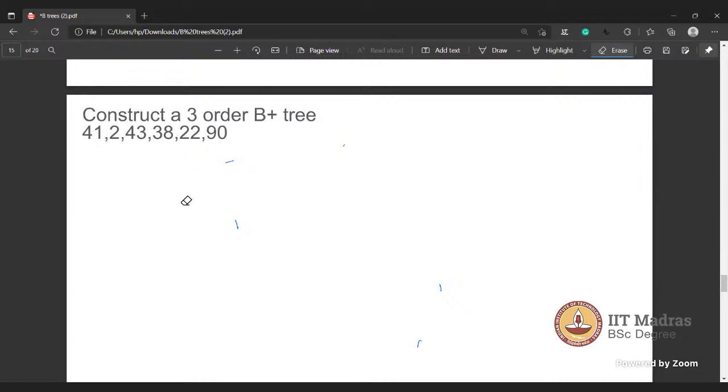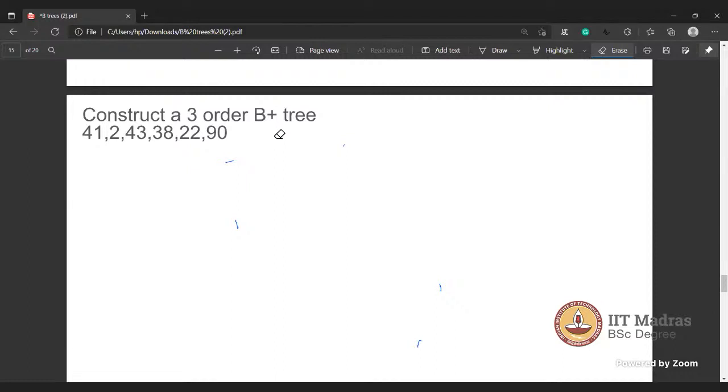Sir, that I understood, but I cannot understand one thing: as the number of records increases, in B plus tree the height is not increasing, but in B tree the height is increasing. If you can illustrate that with an example, that would be really helpful.